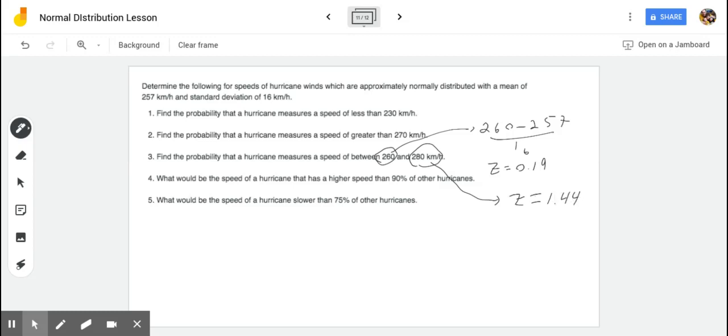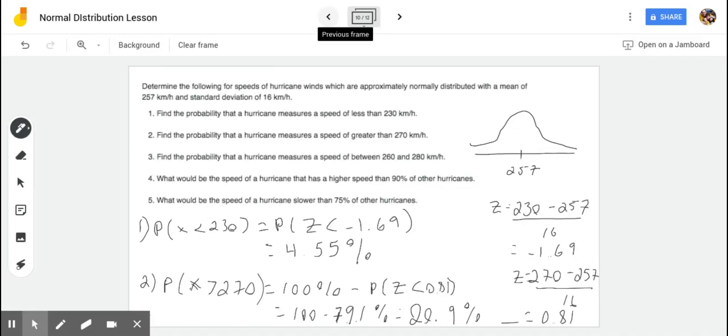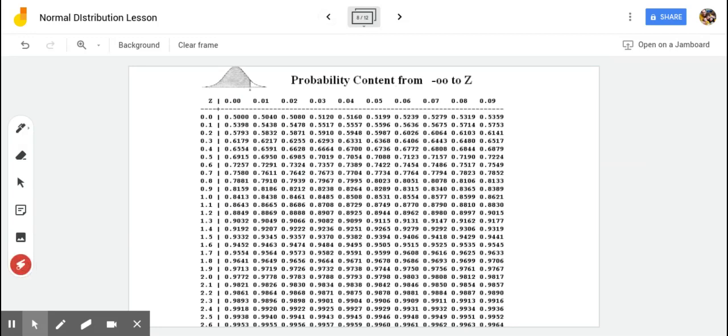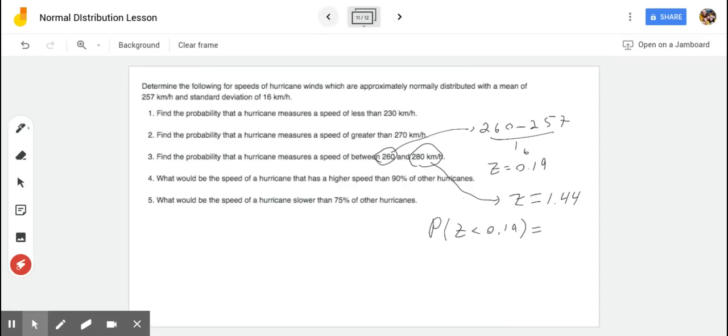And then the probability that we're between those two, if we look up each of those, then the probability that z is less than 0.19, we can go back to the chart, 0.19 can be found here, 0.1, and then over to 9 is 57.53 percent.